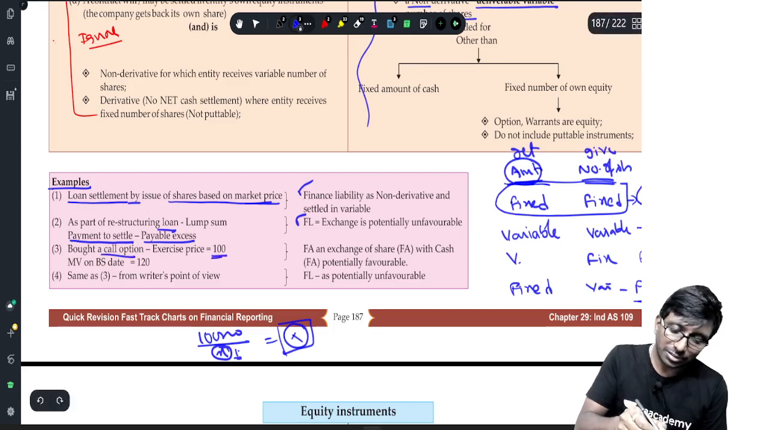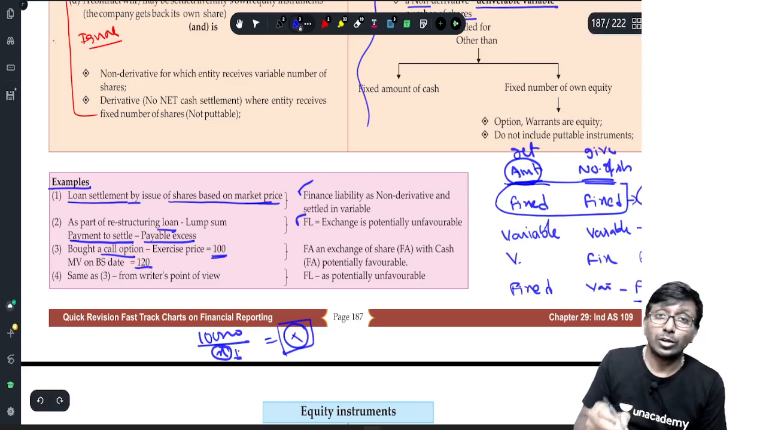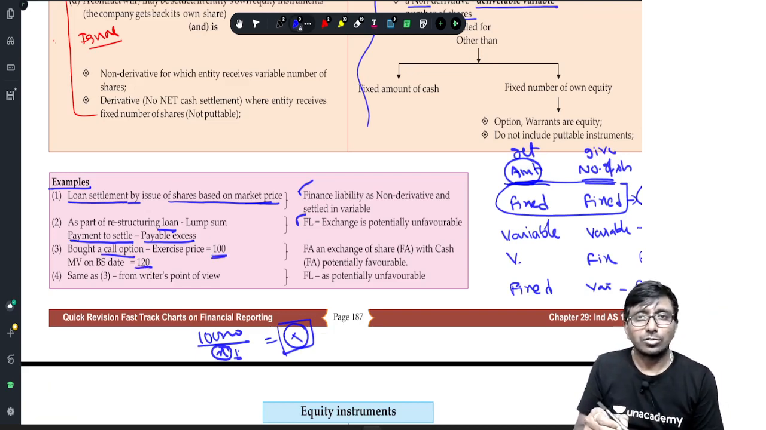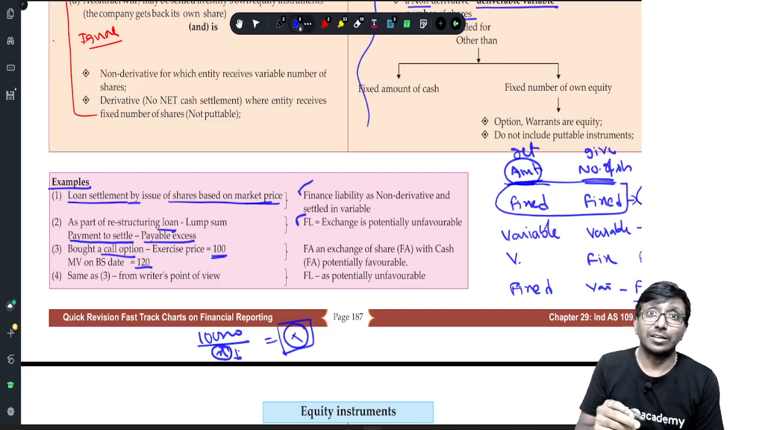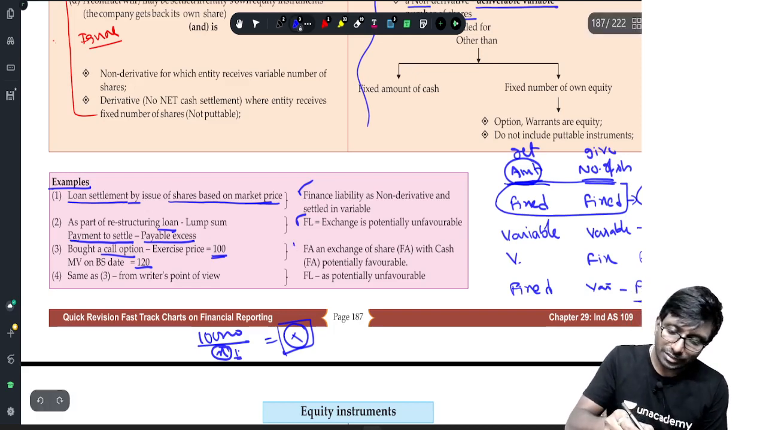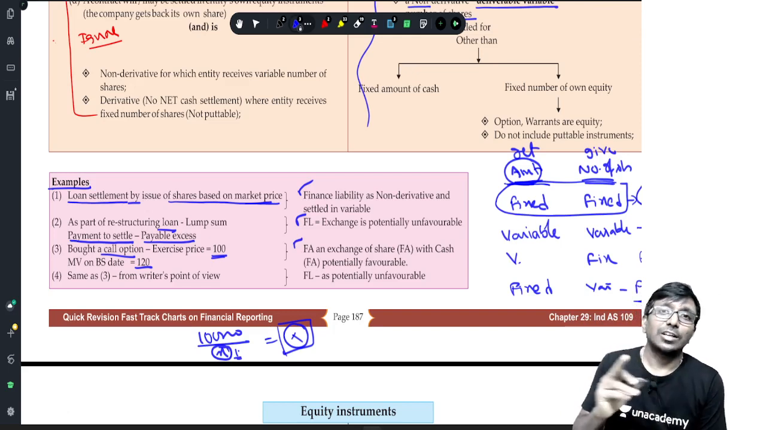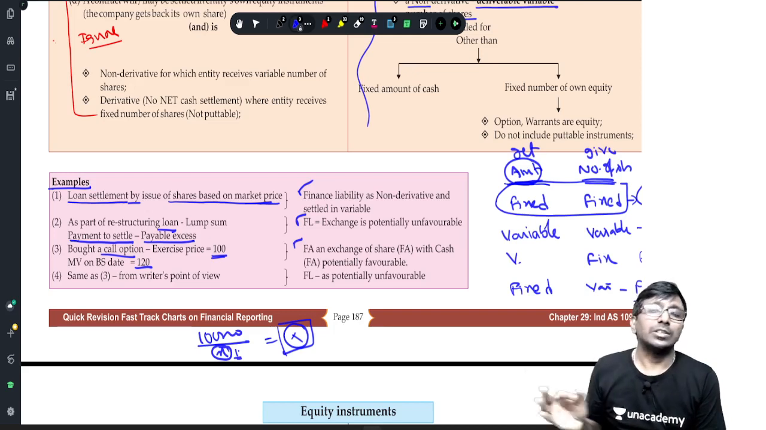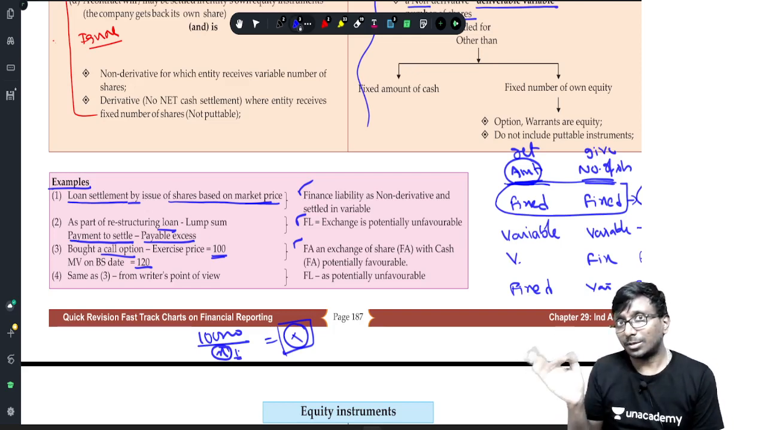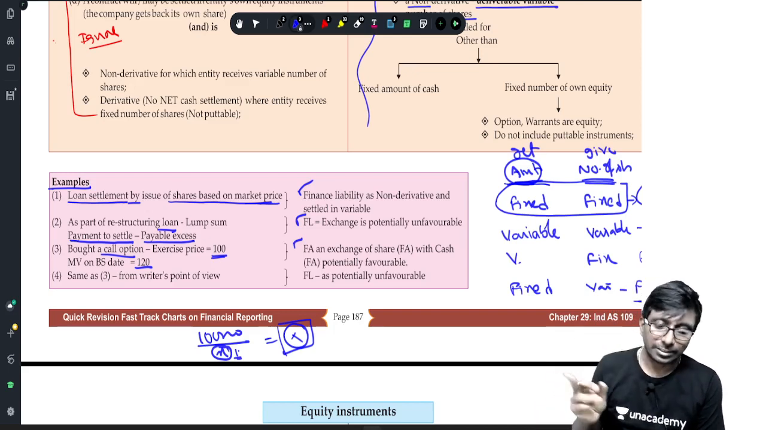Right. We bought a call option. Exercise price is equal to 100. Market value is equal to 120. We have a call option. Market rate is 120. I can buy it at 100. That means it is in the money, isn't it? Yes, that means 20 is a financial asset to me, and for the writer of the option, it is a financial liability to him. I will record the financial asset account debit to income, profit and loss, and the other party will record the loss account debit to the financial liability.